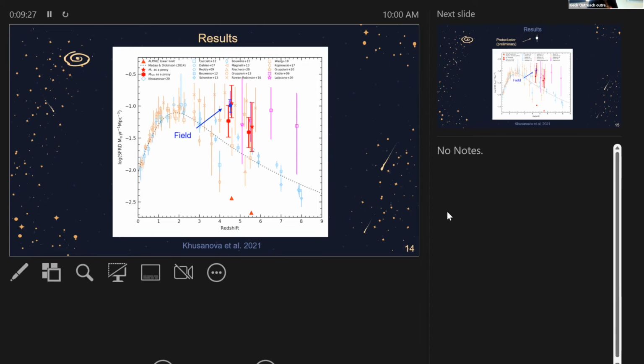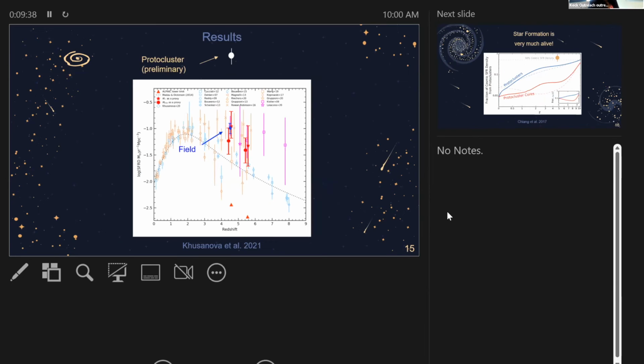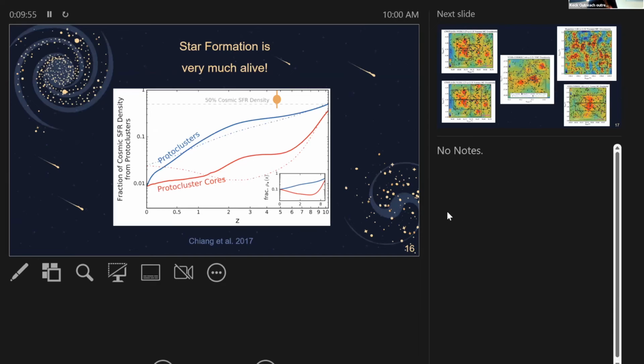So now I want to look at how the environment is driving these trends. Or what happens to this result when I look at the protocluster SFRD? And it turns out it is literally off the charts. So the SFRD inside the protocluster is much, much higher. And this tells us that environment is a key factor in driving the star formation rate density. And when we compare that with the simulation, again, we see that our star formation is definitely much higher when we go towards higher redshift.